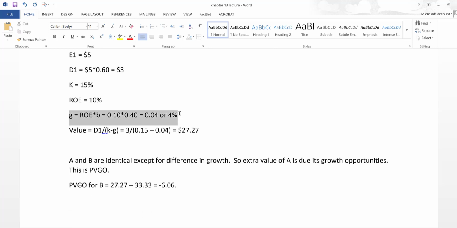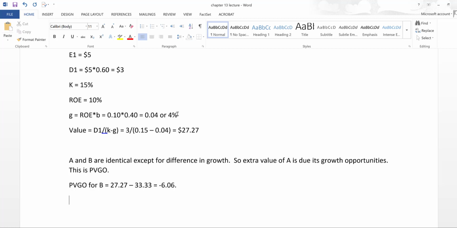Remember, the growth rate is 4%. So the growth is still positive, right? Positive 4%, but the value of growth opportunities is negative. So what this is telling us is that not all growth is good or desirable. It's not like the firm should go about pursuing any available growth opportunity.